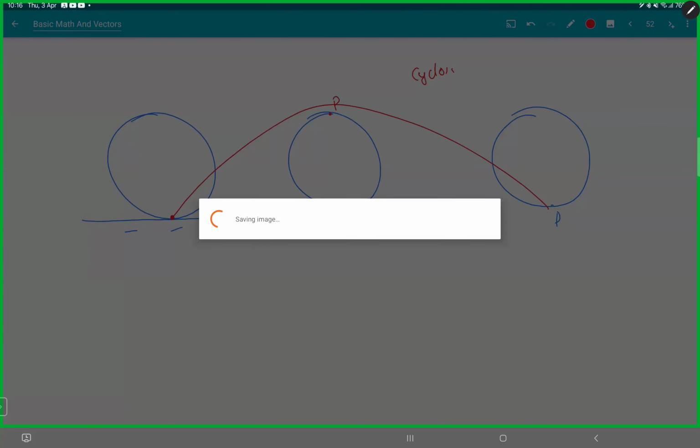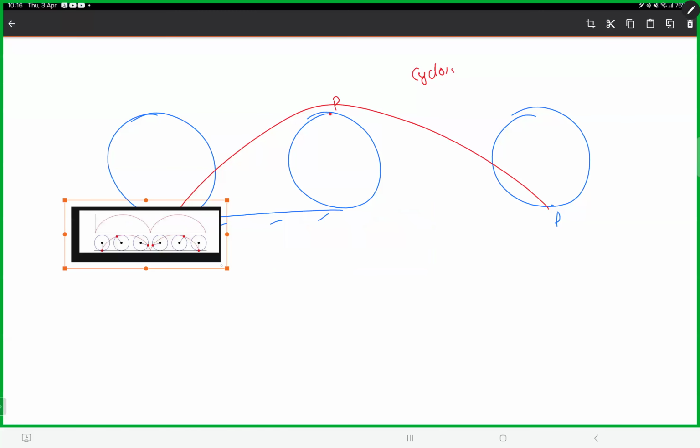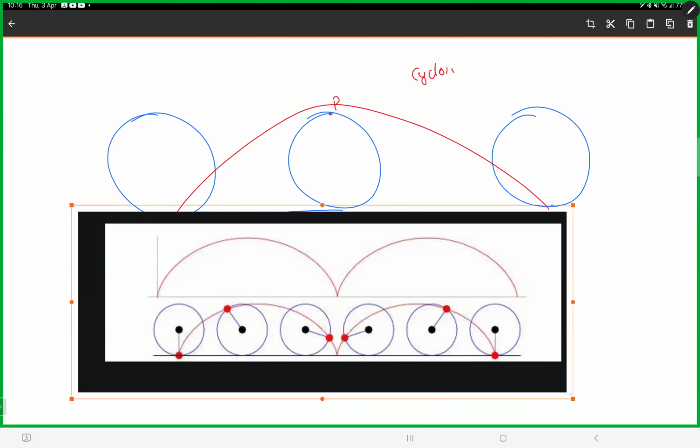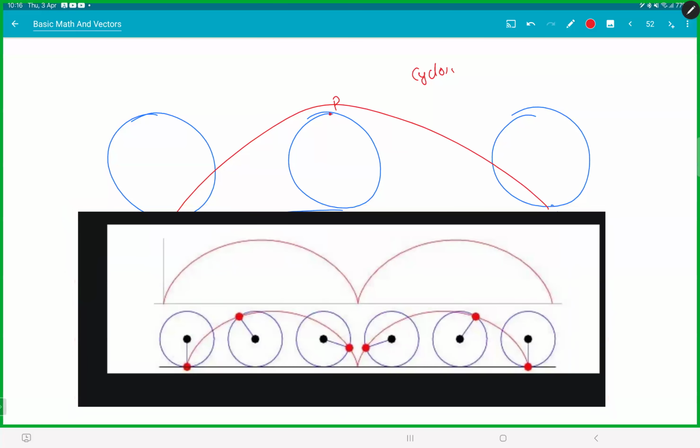Can you see this path? That is how it looks. When a wheel goes, that point will be following a path like this. This is not a circle. This is not a semicircle. It's not a sine wave. This is called a cycloid. And it has a pretty interesting property. You know what the property is?